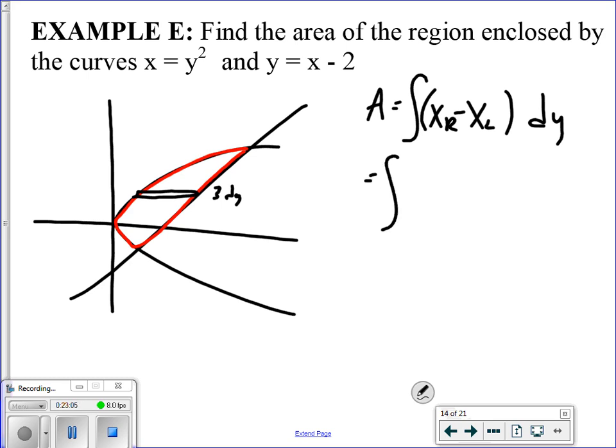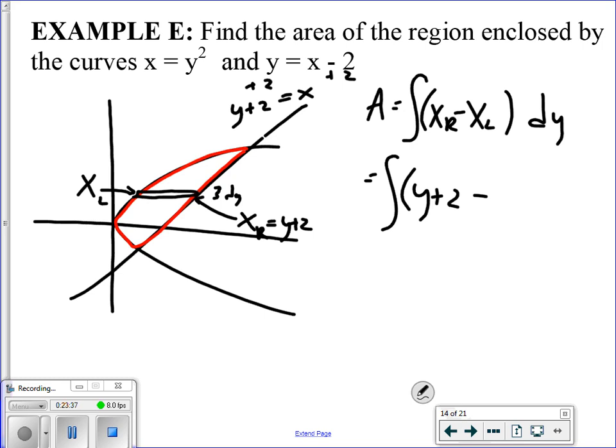So first, we got to figure out x right. Well, x right is x on this graph. X on this graph is x on the line. If you look at the equation for the line, we can get what x equals by adding 2 to both sides. So x on the line equals y plus 2. So x right equals y plus 2 minus x on this graph, that's going to be your x left. Well, that one's already done for us. That just equals y squared.